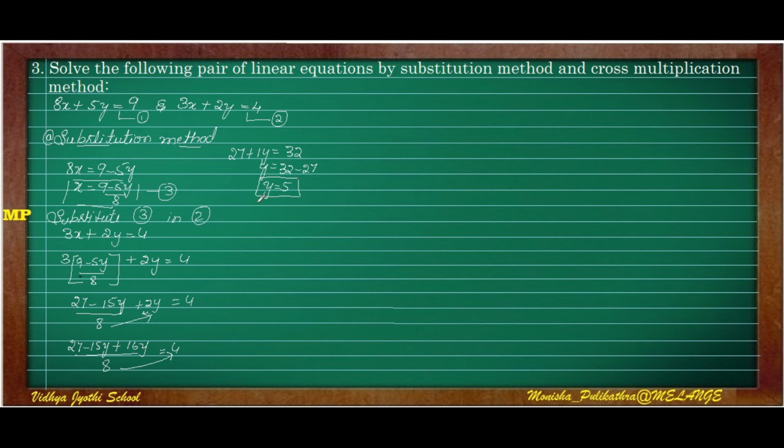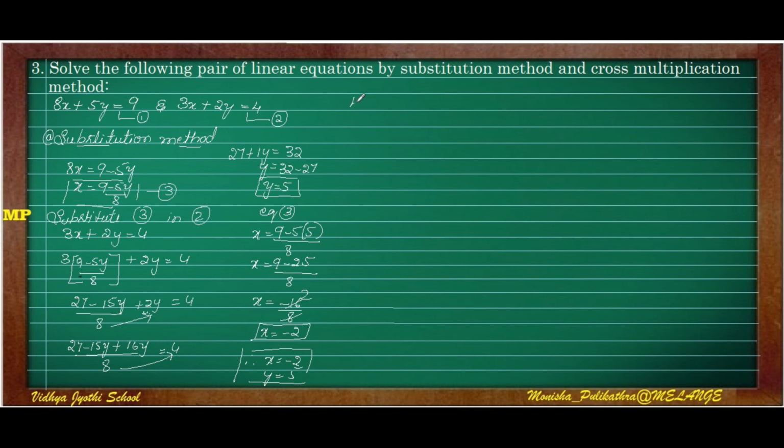This y is equal to 5, I need to substitute in equation 3. In equation 3, x is equal to 9 minus 5 into, in the place of y I substitute 5, divided by 8. So x is equal to 9 minus 5 fives are 25, divided by 8, so this is minus 16 by 8. 8 twos are 16, so x is equal to minus 2. So the values are x is equal to minus 2 and y is equal to 5. We can verify it by doing it in the cross multiplication method.